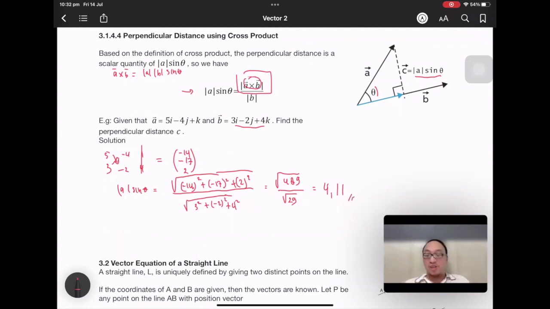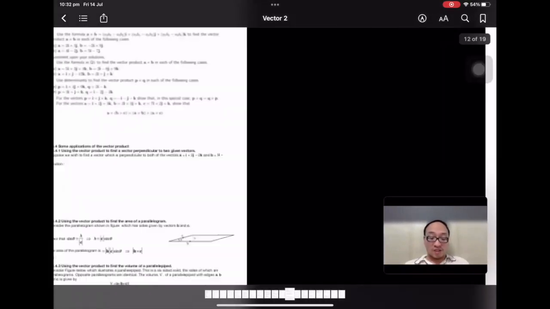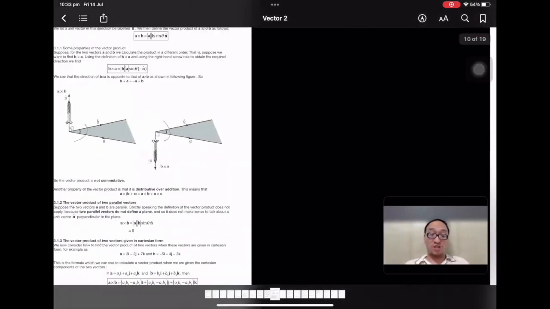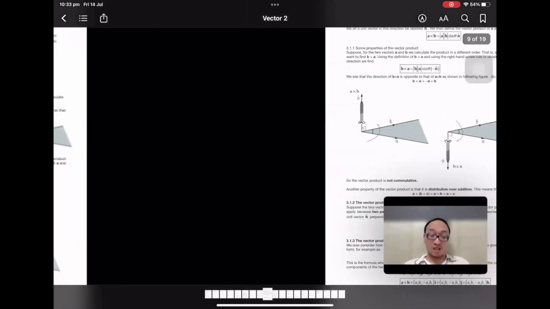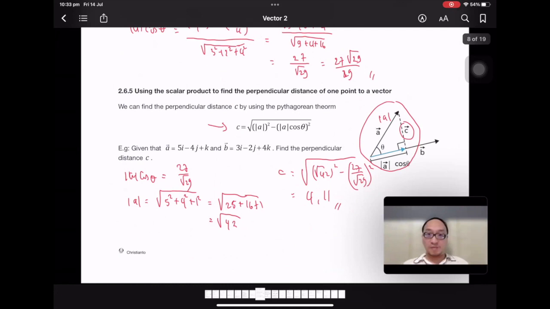So this is the same answer as the previous example, where we used the scalar product. Yeah, the same thing. So that means we can use either the scalar product combined with the Pythagorean theorem, or we can use the cross product.